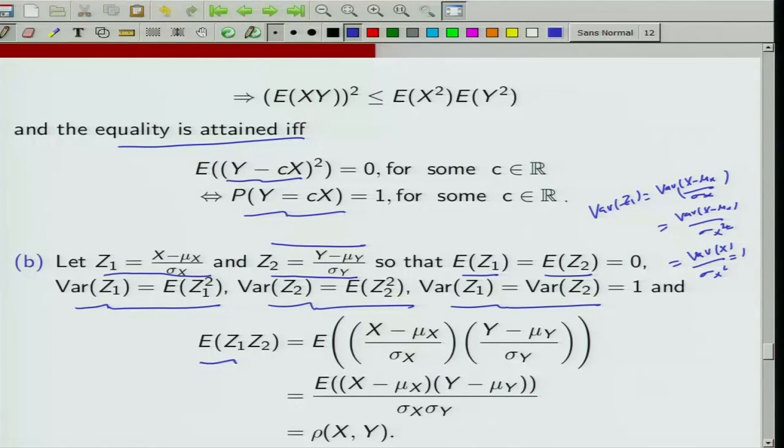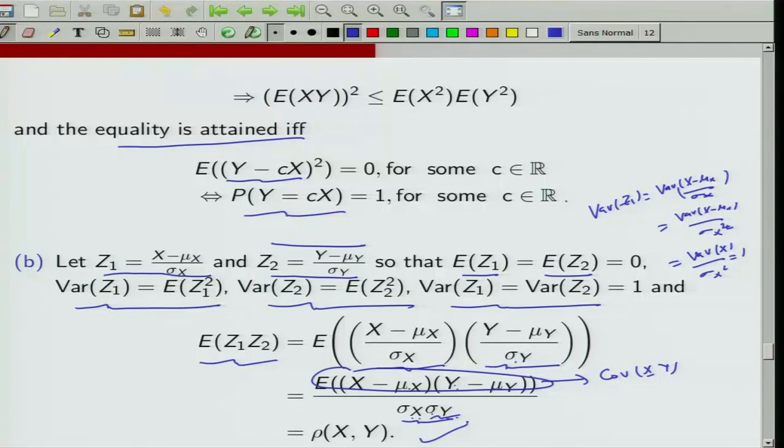And what is the expected value of z1 z2? This is the expected value of (x minus mu x) by sigma x multiplied by (y minus mu y) by sigma y. Sigma x and sigma y being constants, they can be taken outside, and it becomes the expected value of (x minus mu x)(y minus mu y) divided by sigma x sigma y. But this quantity is nothing but the covariance between x and y: the expected value of x minus its expectation times y minus its expectation, taking the whole expectation, which is the covariance of x and y, divided by the square root of variance of x and the square root of variance of y. So, this gives me rho of x y.